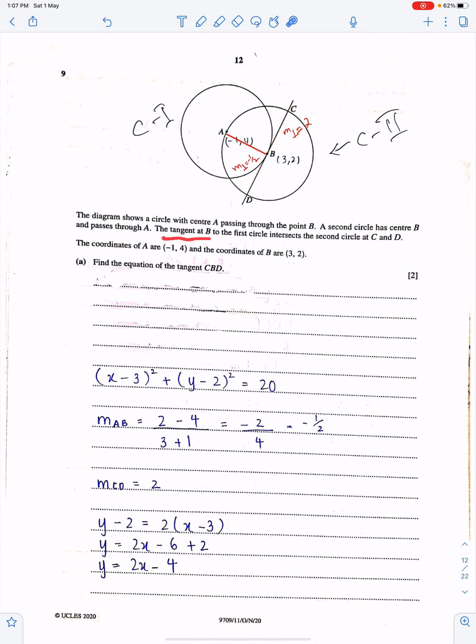The tangent at B, this tangent, to the first circle intersects the second circle at C and D. Number 1, find the equation of this tangent. We have the coordinates of the centers of both the circles, A and B. So, number 1, we need to find the radius of this second circle. The radius will be BA, the distance BA.